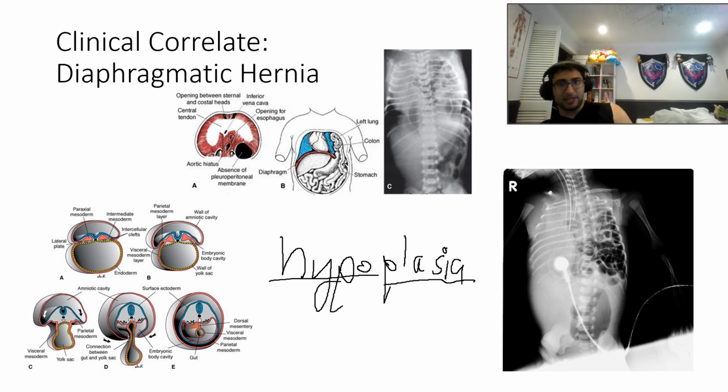Now, I'm going to re-emphasize this occurs because of a failure of myofibroblasts to populate, or if the pleuroperitoneal membrane never existed. So either the fibroblasts didn't populate it or the membrane never existed in the first place. More commonly, it's because the myofibroblasts never migrated.